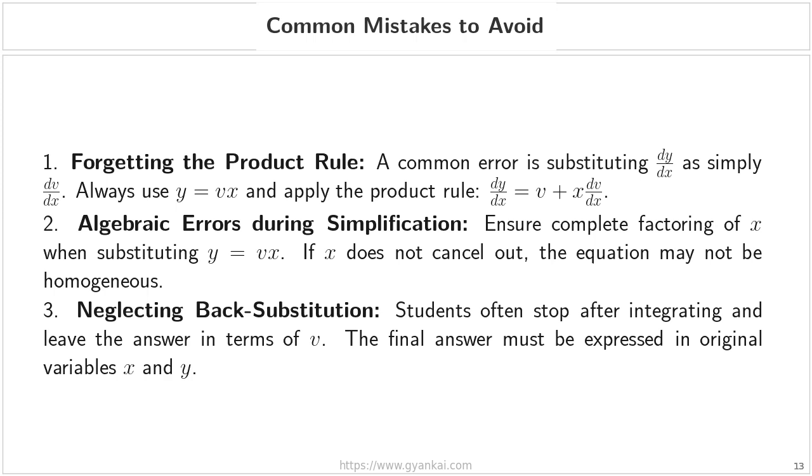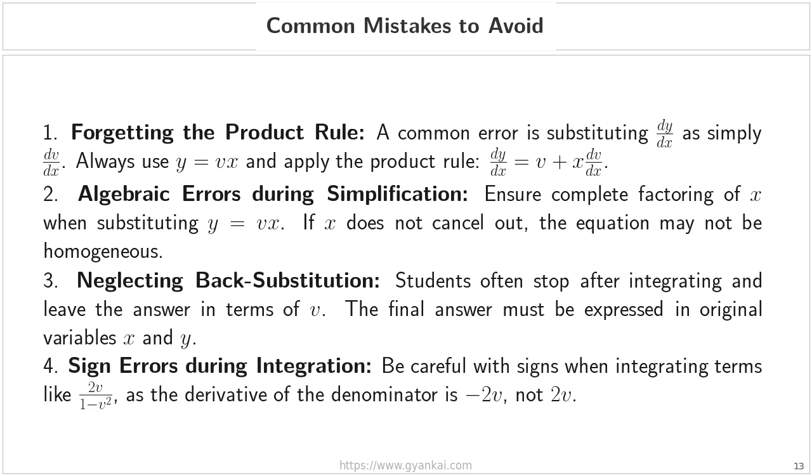Finally, be extremely careful with sign errors during integration. As we saw in our illustrative example, when integrating terms like 2v over 1 minus v squared, the sign is critical. Remember that the derivative of the denominator, 1 minus v squared, is negative 2v, not positive 2v. A small slip with a negative sign here will lead to an incorrect logarithmic expression and an incorrect final solution.